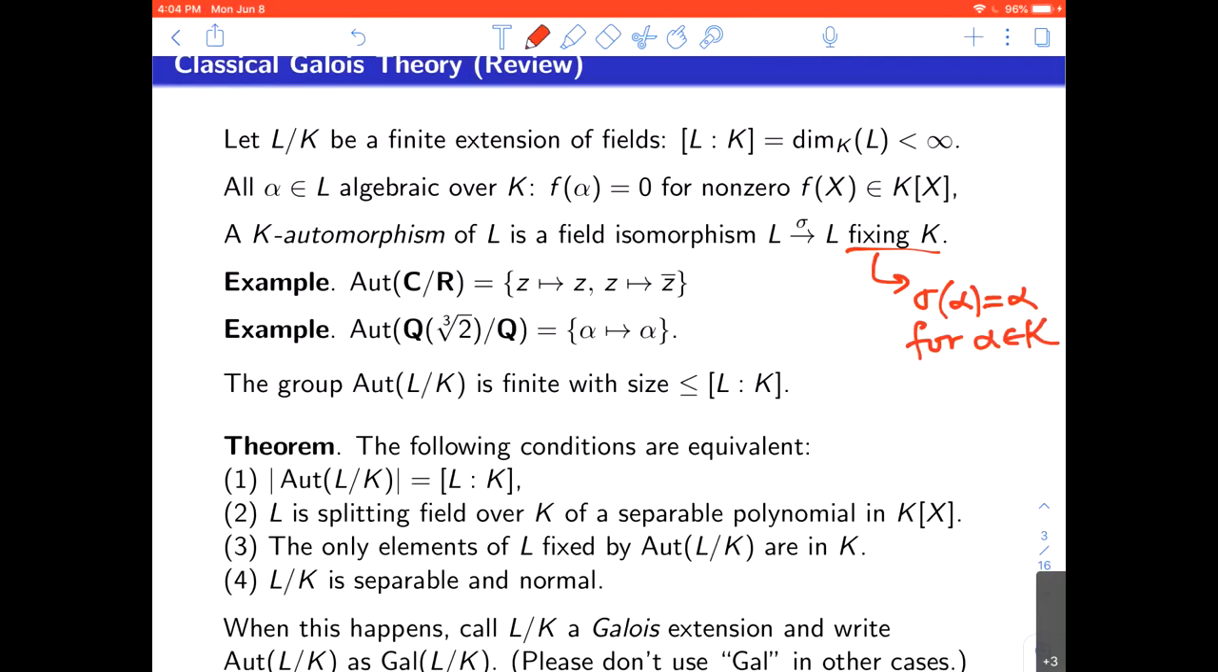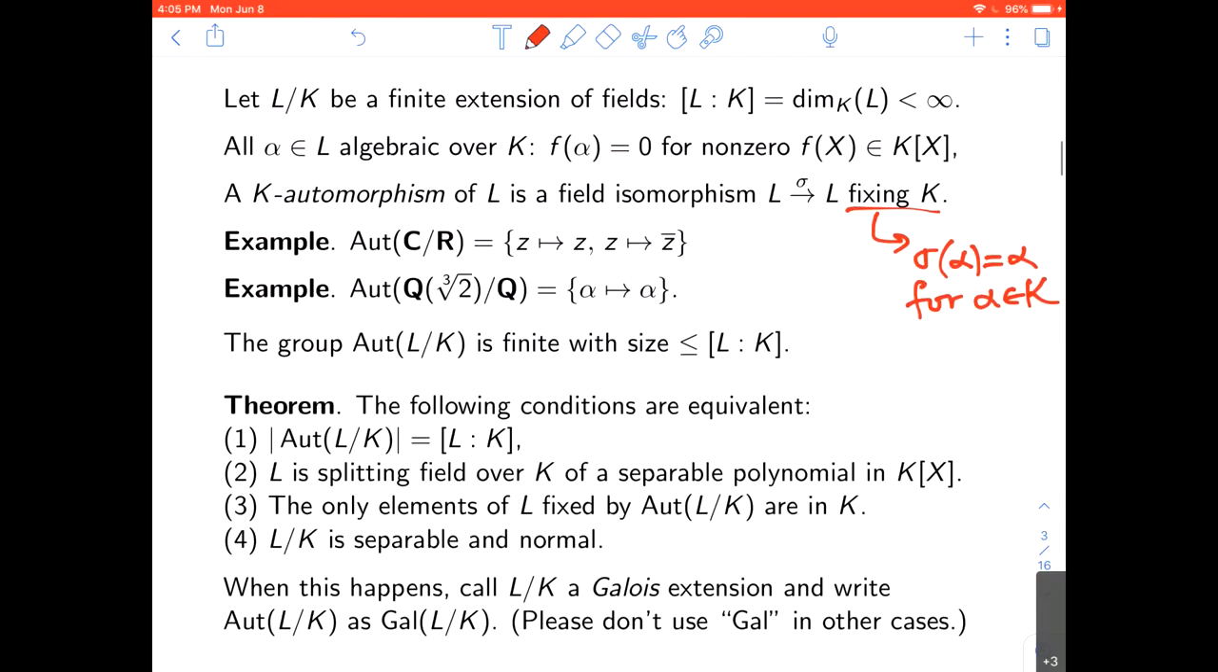And so the nicest situation you can be in is when that upper bound is achieved. That's what being a Galois extension is about. One way of describing it is an extension where the number of automorphisms of the top field fixing the bottom field is exactly the degree of the extension. It's the same thing as being the splitting field of a separable polynomial with distinct roots.